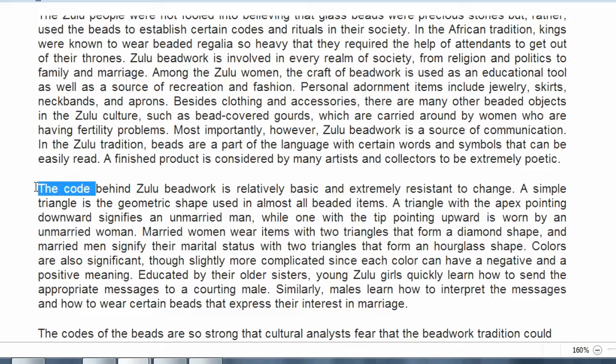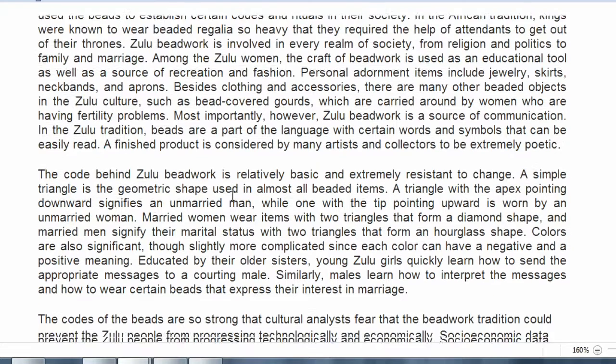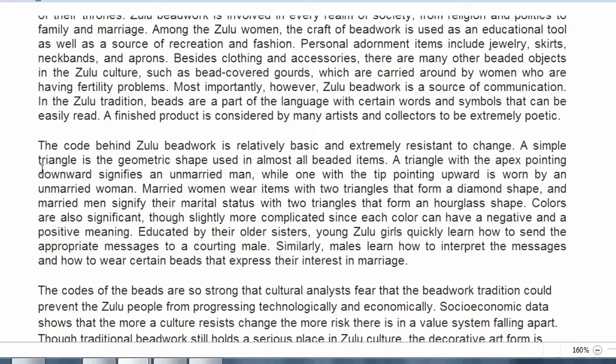Here again we have the word code. This is very important, the code. The code behind Zulu beadwork. Okay, here we have it. The code behind Zulu beadwork is relatively basic and extremely resistant to change. A simple triangle is the geometric shape used in almost all beaded items.